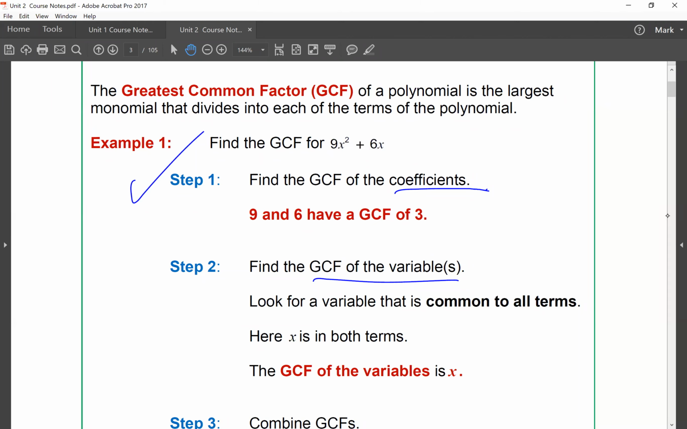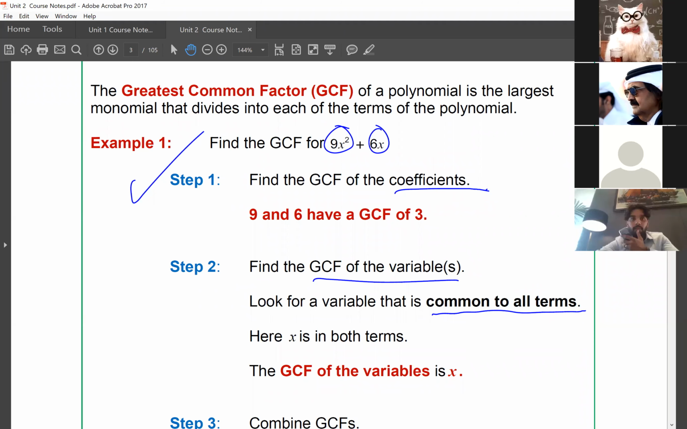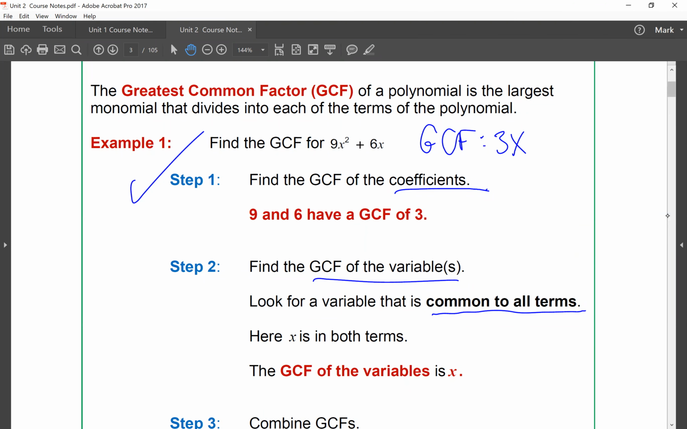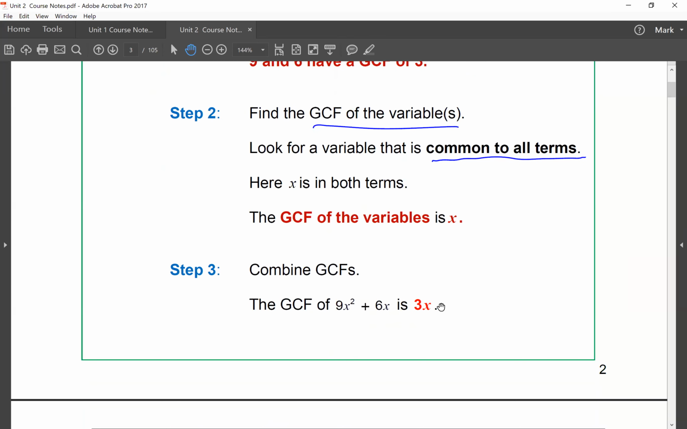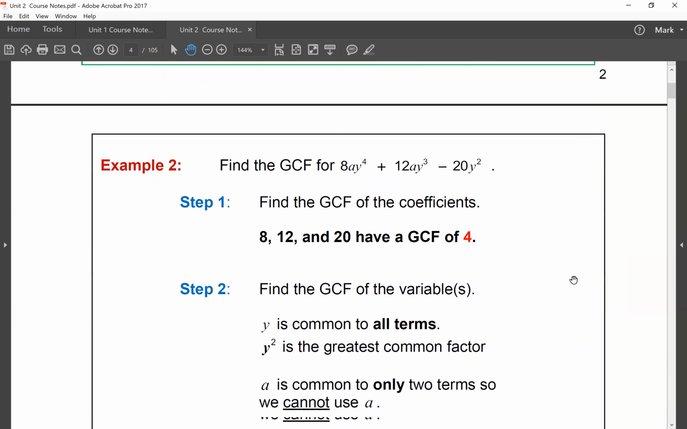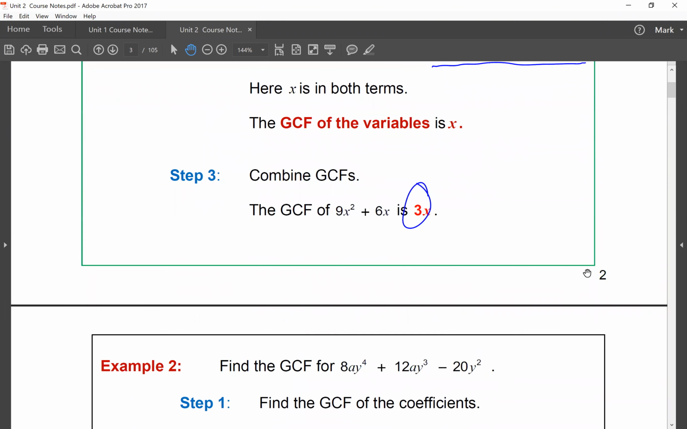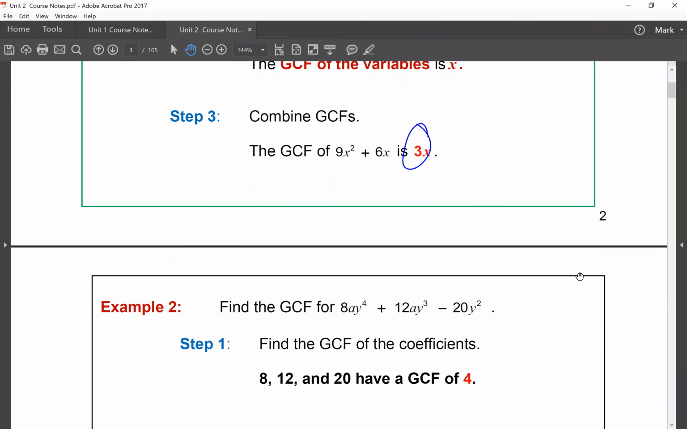What do I do here? Well, you look for a variable that is common to all terms. Each term has 1 x. So my GCF for this is 3x. I can remove or divide 3x from each of these. There's nothing else that they have in common. So once you've figured out your GCF, you remove it from the term. I'm going to show you this, guys.